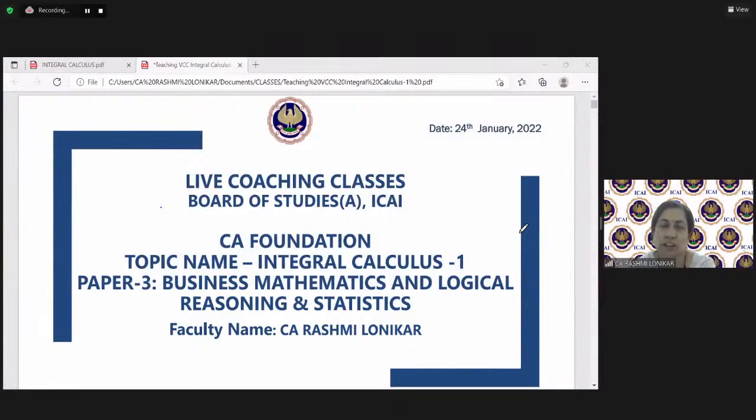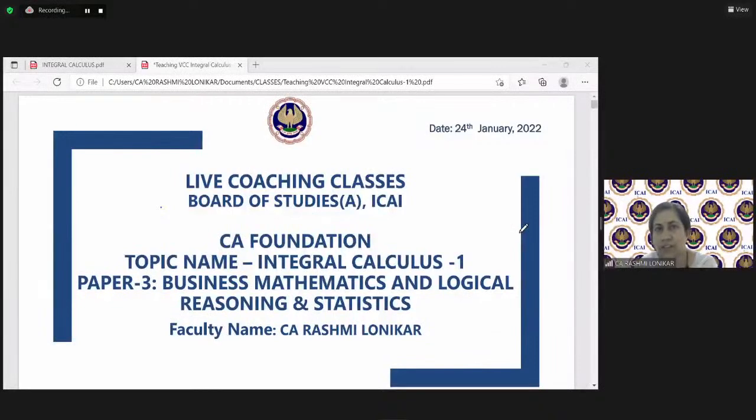Last time we were talking about differential equations and differential calculus, and now we are going to talk about integration. We talked about differentiation and now integration. They go hand in hand. So if you've done your differentiation well, then you will be able to do integration also well.